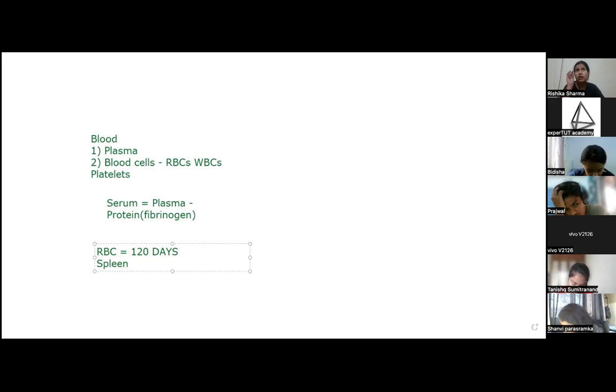Basically, it is a small nodular gland, or you can say it is a lymphatic gland, the spleen. So it is the graveyard of RBCs.